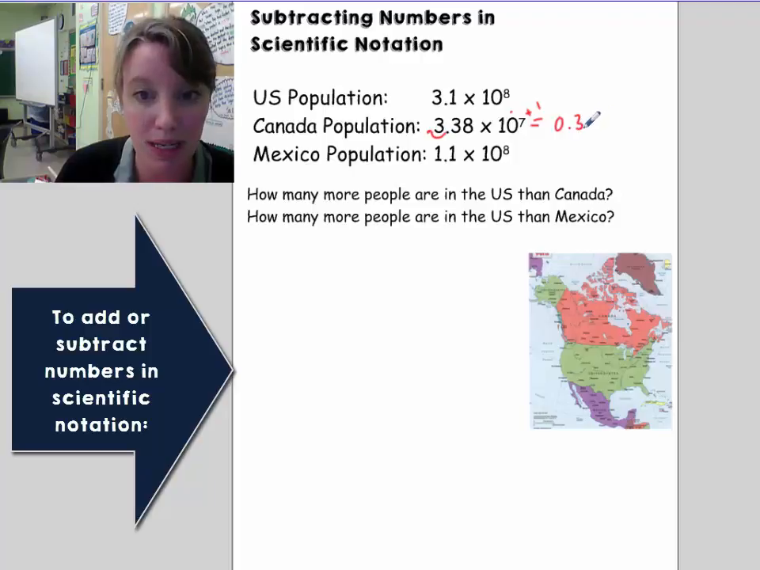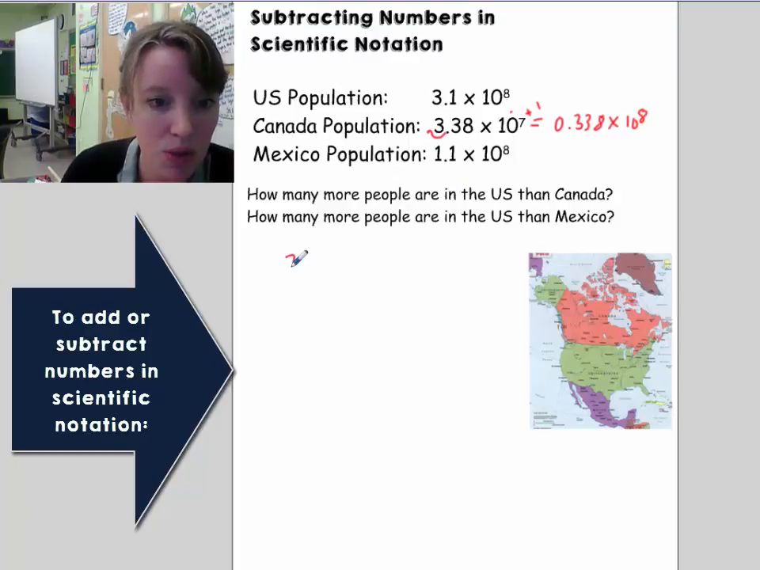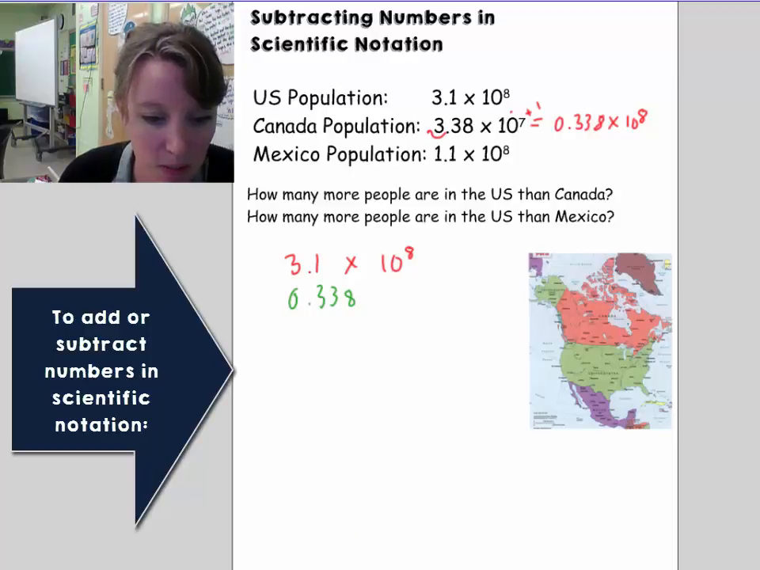So 0.338 times 10 to the 8th power, okay? And I'm going to line it up so I can complete the subtraction. So I have 3.1 times 10 to the 8th. Notice I give myself a little bit of space so that I can have the proper place value here. This is 0.338, and actually I didn't give myself enough space here. So let's keep the times 10 to the 8ths over here. Okay, and I'll add these zeros in here.